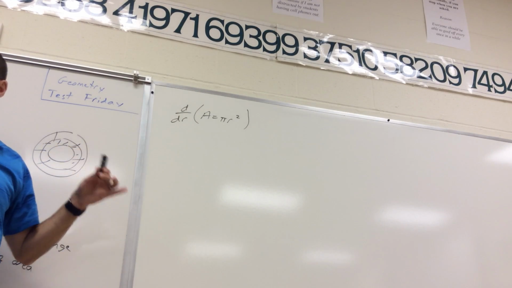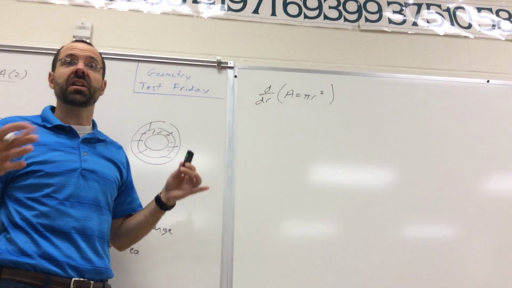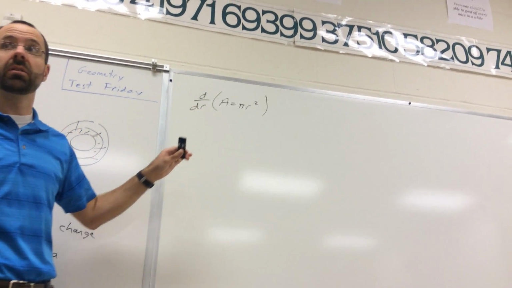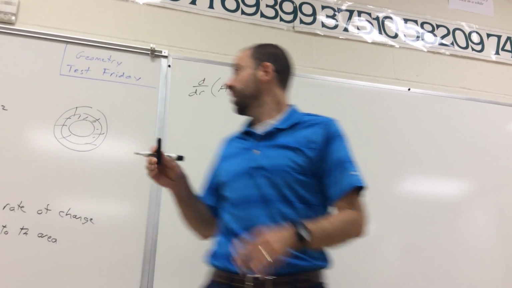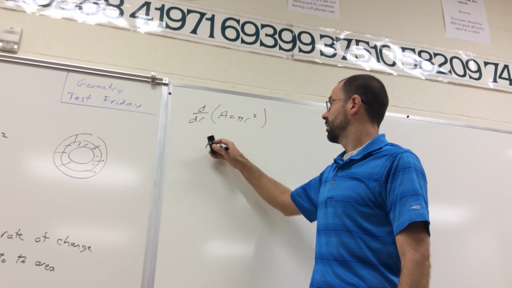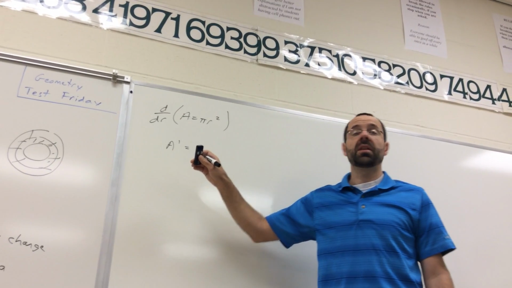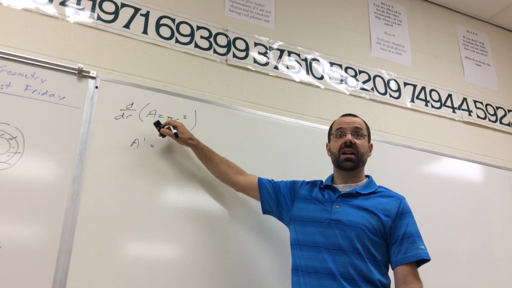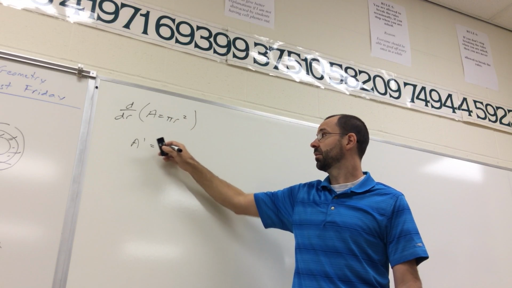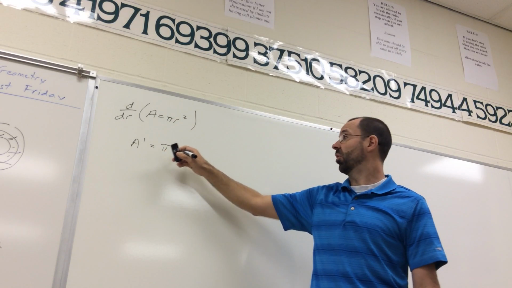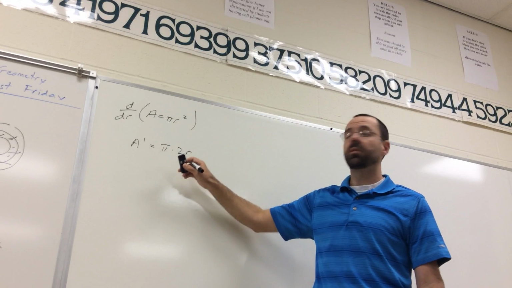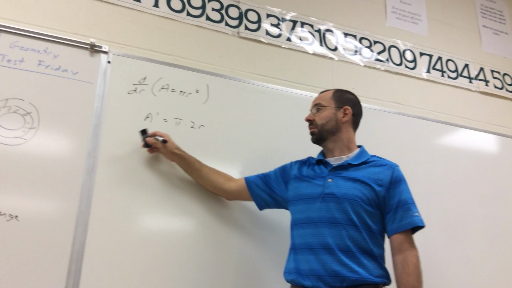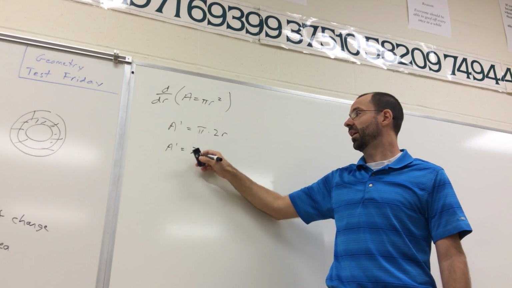Okay, so we're taking the derivative with respect to the radius because we're comparing per inch on the bottom. So that's why it's d dr. When you take the derivative of A, you get A prime. And when you take the derivative of pi r squared, the pi is a constant, so it's just hanging out, and the derivative of r squared is 2r. So the area derivative is 2 pi r.